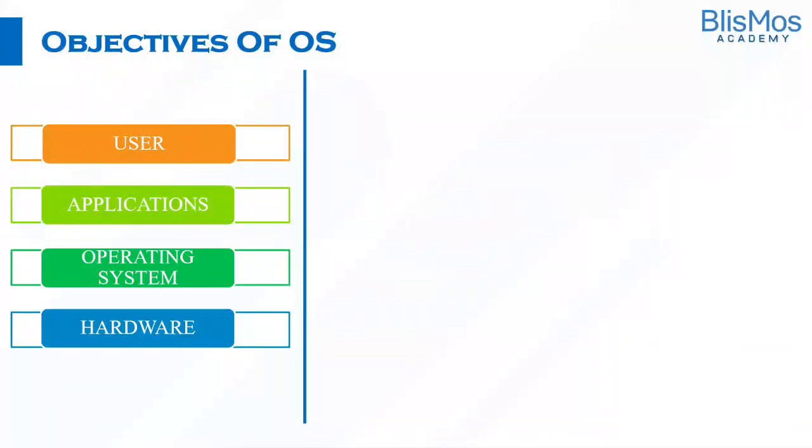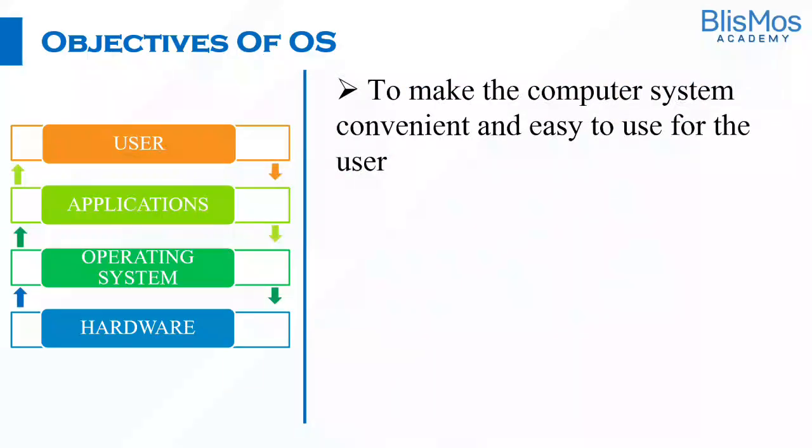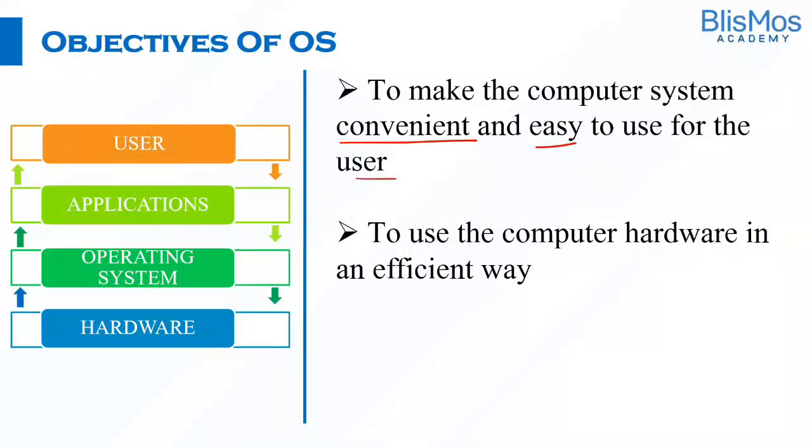Now, what are the objectives of the operating system? One of the prime objectives of an operating system is to make the computer system convenient and easy to use for the user. If user wants to use the computer, then it should be convenient, it should be friendly. That is the first objective of operating system. And the second one is to use the computer hardware in an efficient way. Hardware means hardware has multiple components. You got to use them in an efficient way. That is achieved by operating system.